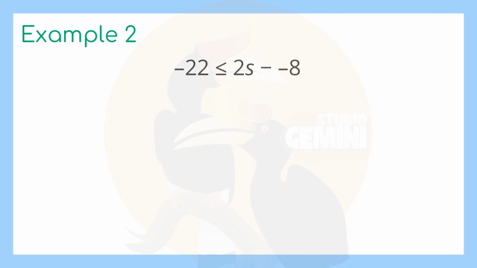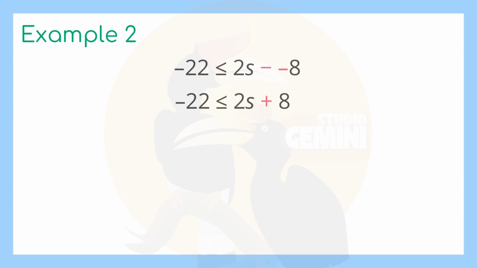In our second example, we have negative 22 is less than or equal to 2s minus negative 8. Remember, subtracting a negative number is the same as adding a positive, so let's rewrite 2s minus negative 8 as 2s plus 8. Now we can solve using inverse operations.